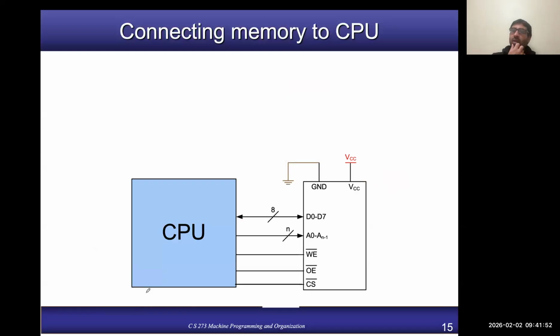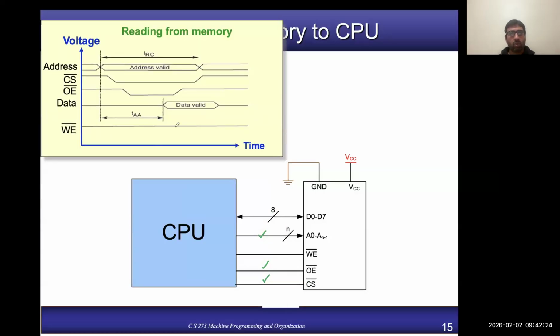Okay, so now we have seen how the CPU and memory chip are connected together. But what is the sequence? For example, if you want to read, you need to place the address, right? You need to enable the output enable signal, you need to enable the chip select, right? But what is the sequence of these signals? Do we place address, output enable, and chip select at the same time? Or in a different order, one after the other?